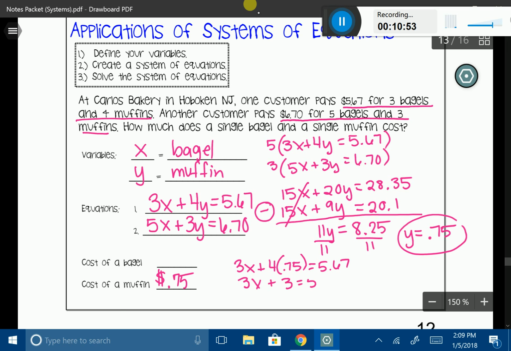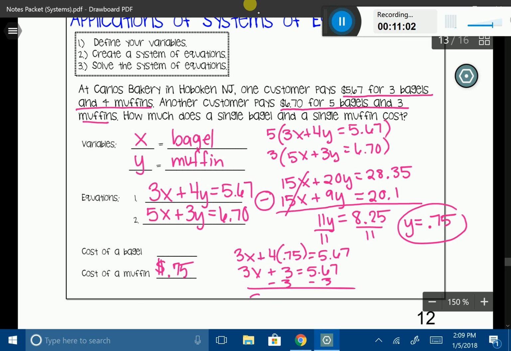Feel free to use your calculator to compute these. Subtract 3. 3x is equal to $2.67, and divide both sides by 3. That will give me x is equal to 0.89, which, of course, we're talking about money. So the cost of a bagel is going to be 89 cents, which seems pretty cheap.